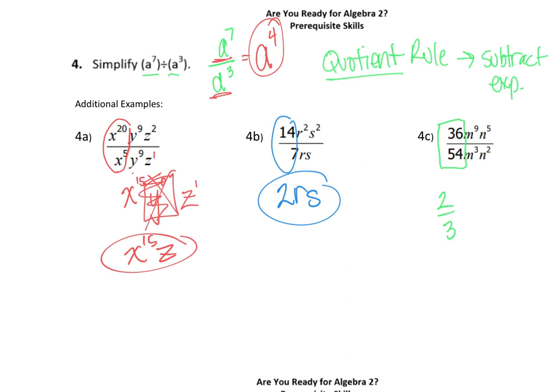And then from there, I'm going to simplify my variables. I have m. I'm going to do 9 minus 3, top minus bottom, is 6. And then for n, we have 5 minus 2 is 3. So 2/3 m to the 6 n cubed. So I really like quotient rule, pretty straightforward. We're just going to divide our coefficients, subtract our exponents. Okay, moving on.